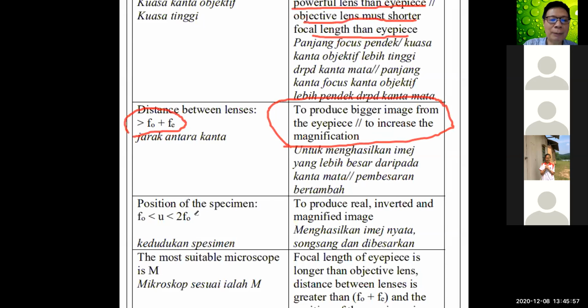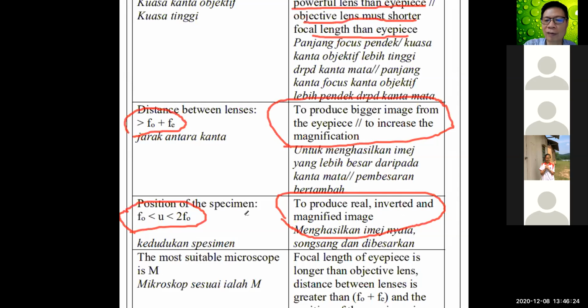And the specimen must be placed between 1F and 2F. Remember, for a microscope, the specimen must be between 1F and 2F. The reason is to produce a real, inverted, magnified image. If between 1F and 2F, it is a real, inverted and magnified image.